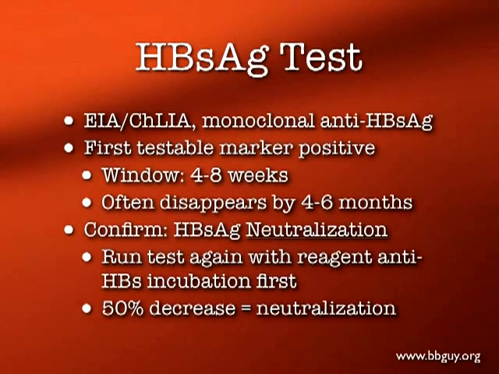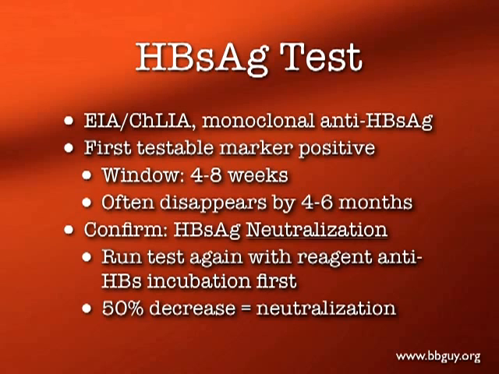Now here's the hepatitis B surface antigen test. It's an EIA chemiluminescence. It's the first testable marker currently required that's positive. It has a shorter window period, about 4 to 8 weeks, through using the surface antigen test, and that surface antigen often disappears by 4 to 6 months unless the donor or the patient has chronic infection. Not all that common. The confirmatory test for surface antigen, we talked about this in part 1. Actually, I don't think we did, come to think of it. I'm sorry about that. The confirmatory test is a neutralization test.